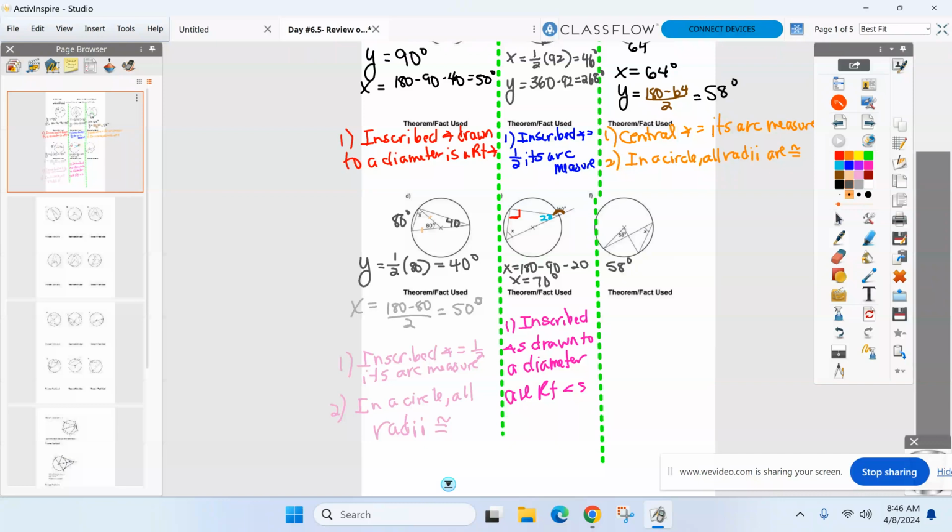What type of angle is X? Inscribed, right? So it's not equal to its arc. We know we're going to take half of 58 and end up with 29. And how do I know it's half? Because inscribed angles equal half their arc measure.